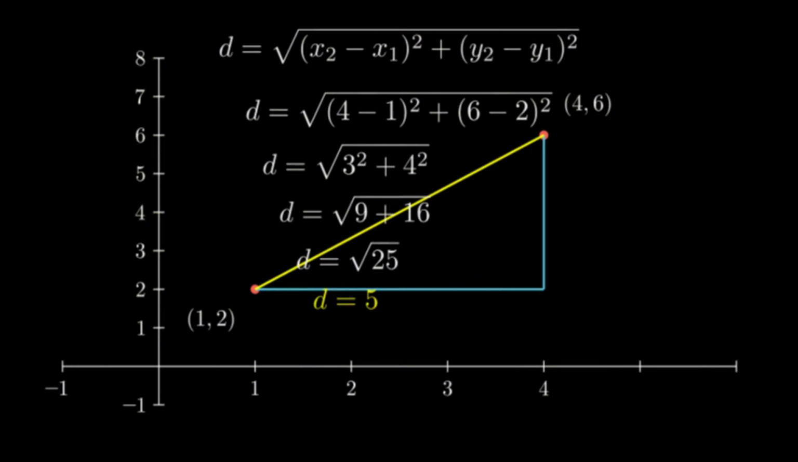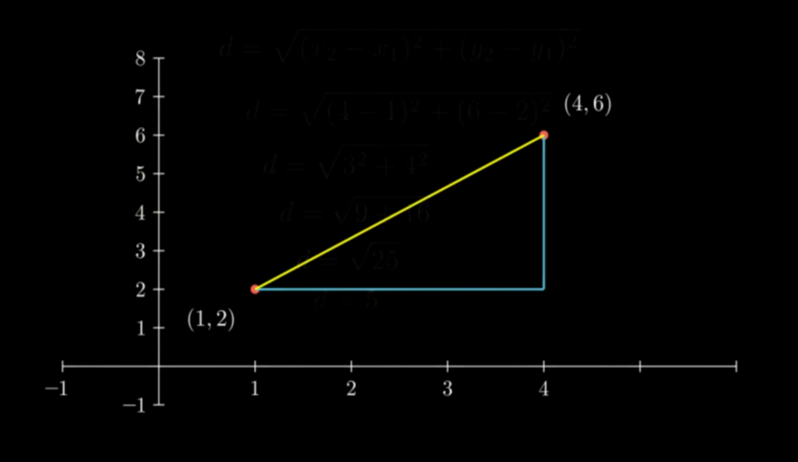Let's take a closer look at the triangle formed by our points and see why this result makes geometric sense. The horizontal side of our triangle has length 3, representing the change in x-coordinates as we move from the point (1, 2) to directly below (4, 6). The vertical side has length 4, showing the change in y-coordinates as we move straight up from below our second point. And the hypotenuse, which is the direct path between our points, has length 5, as we just calculated using the distance formula.